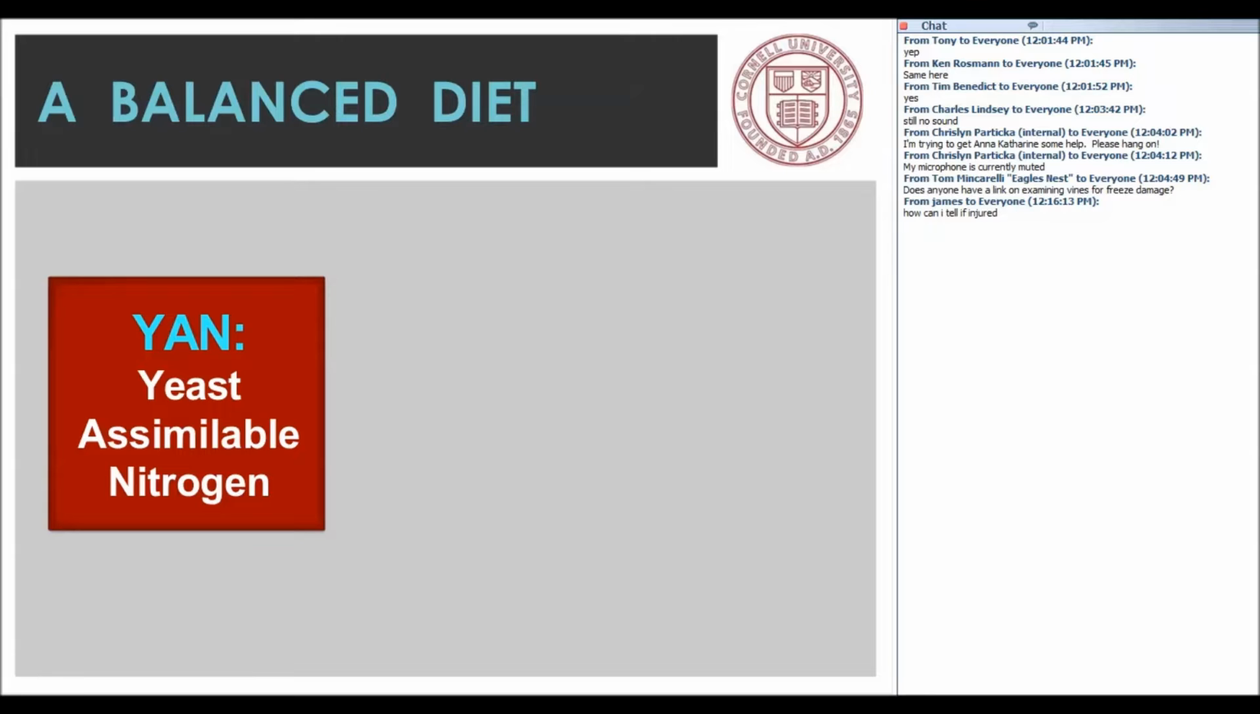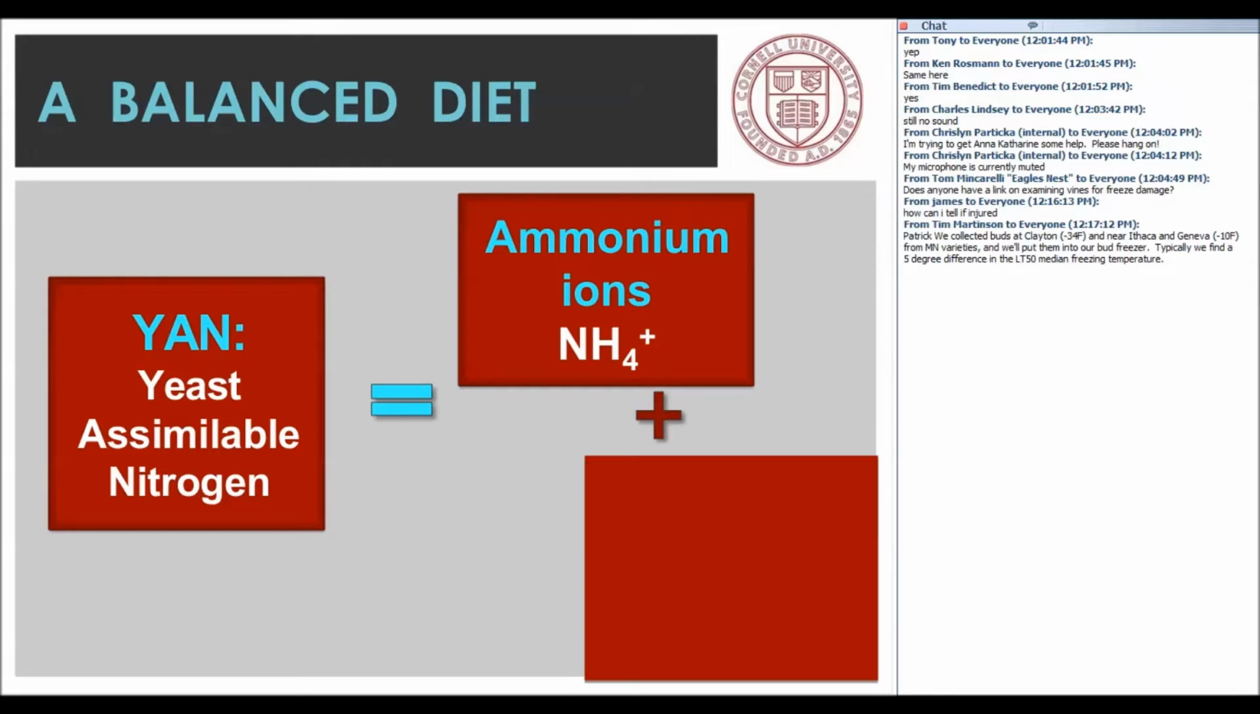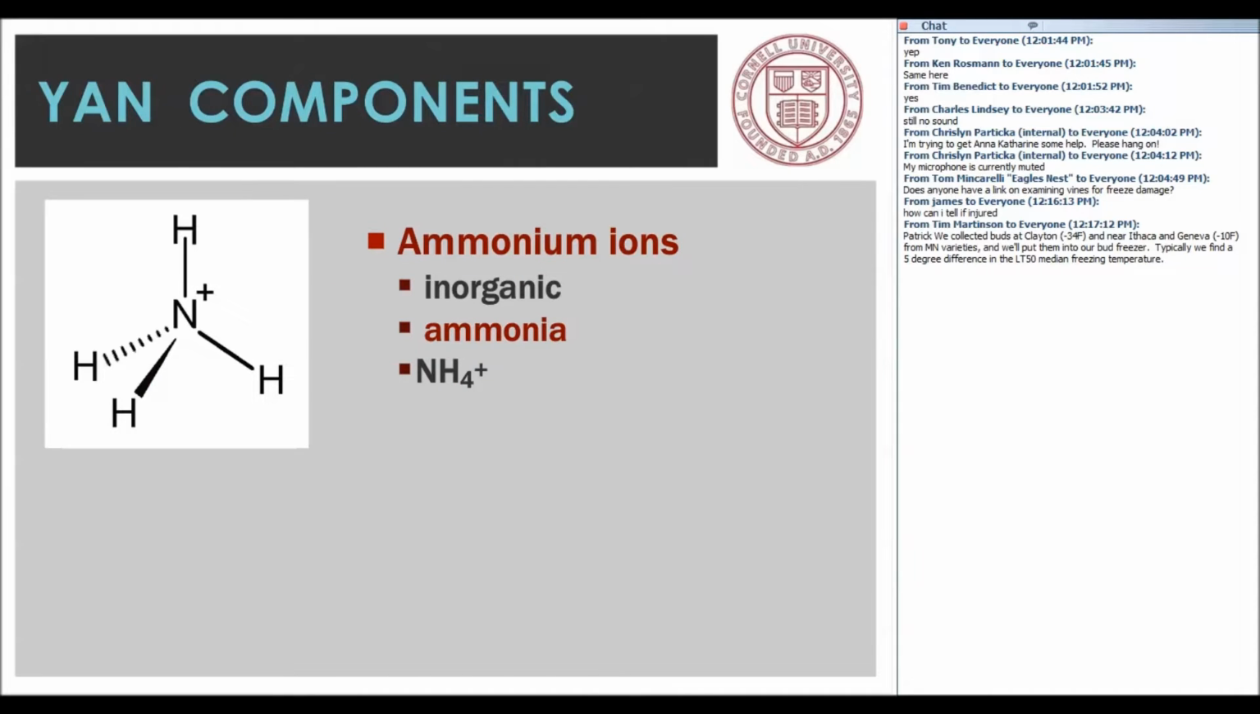And when we talk about YAN, it is actually an additive formula. YAN is the total of your ammonium ions in your must and your PAN, which is primary amino nitrogen. So there are other nitrogenous compounds in the grapes, but what we're interested in are these two, and combined we call them YAN. So those have to be measured separately.